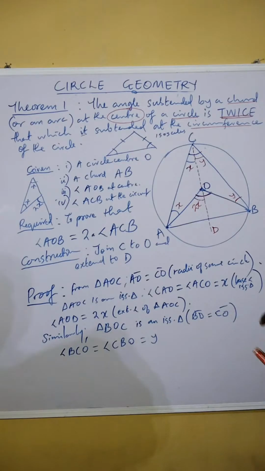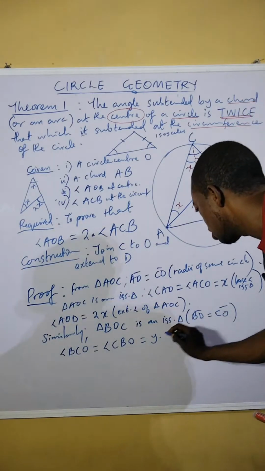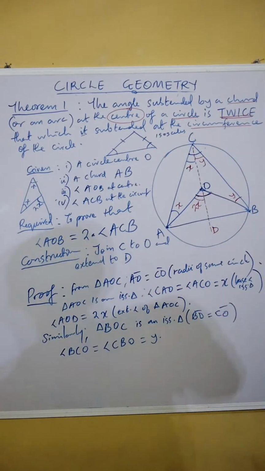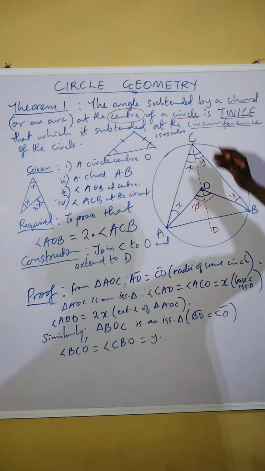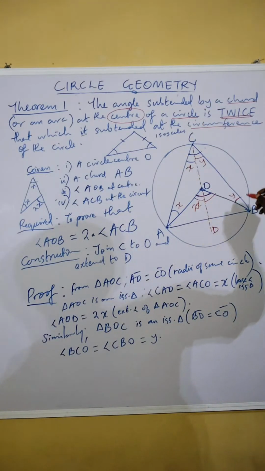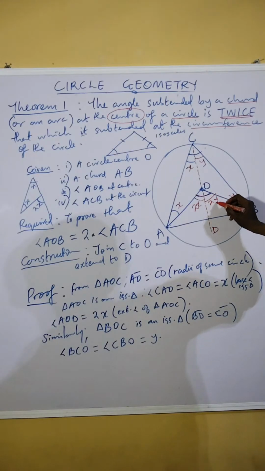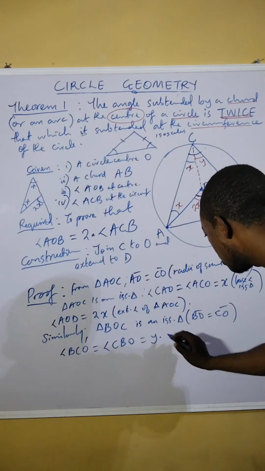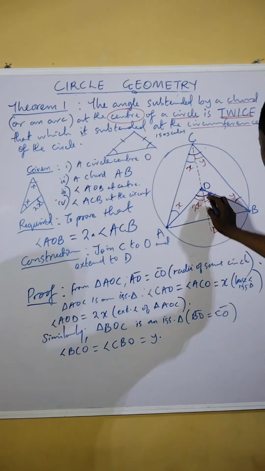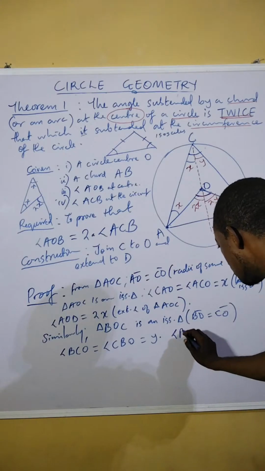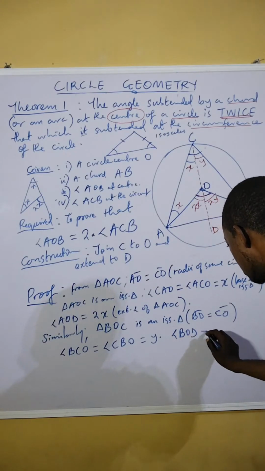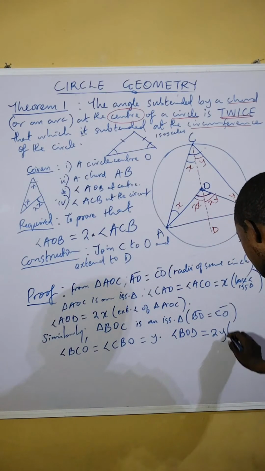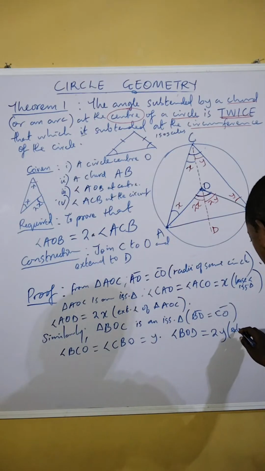All right. And also, the exterior angle of that triangle, which is this angle, this triangle is extended, is going to be the sum of the two opposite interior angles. So we call this 2Y. So that is also there, angle BOD. Angle BOD is also equal to 2Y. That's exterior angle.